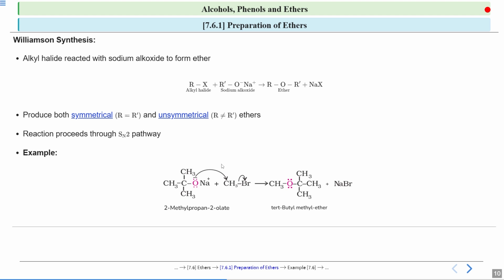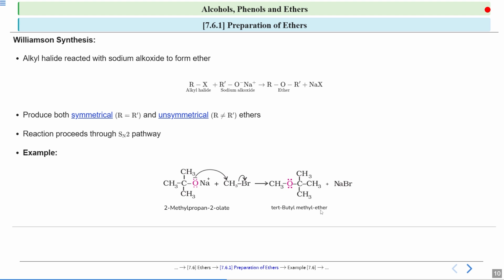So what will happen in this reaction? This oxygen has an electron density to donate, so it will attack on this carbon, and when it attacks this carbon, your halide will leave. So what will leave? Na plus and Br minus will leave, so you will get sodium bromide, that is NaX, sodium halide. And what will be formed? Ether will be formed. See over here, this CH3O and this group: tertiary butyl methyl ether is being formed.